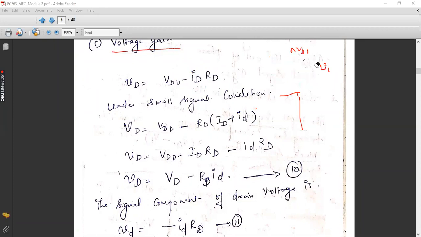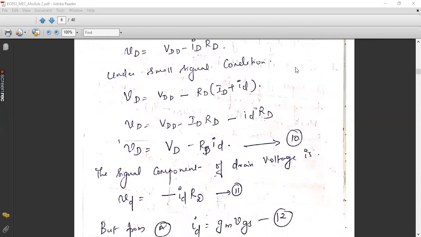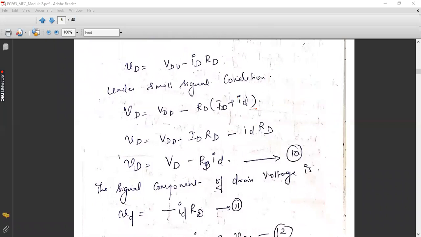I have put continuous equation numbers from the previous analysis as well in your notebook, so that is why it is starting from 11. Don't bother about that. I hope you got the concept. First we write the KVL equation in the output loop. Then in place of iD, we substitute the effect of both AC and DC. Open the bracket. Consider the DC terms together and replace them with VD, so that id RD will become small letter vd. This is the signal component, or the AC component. Clear?